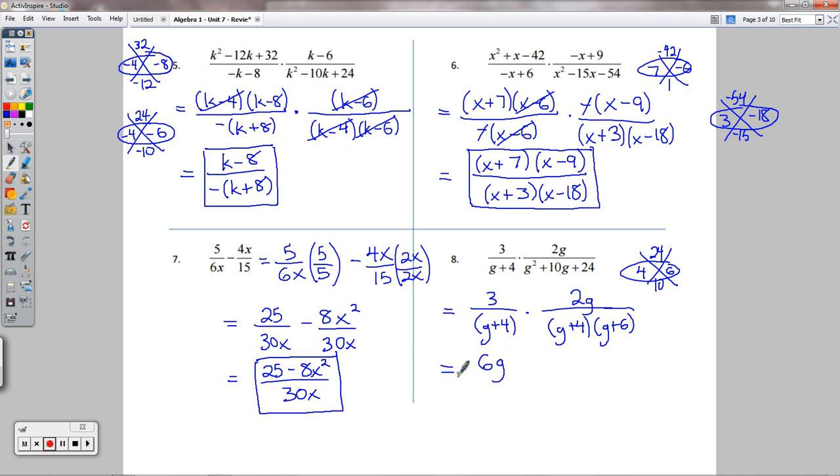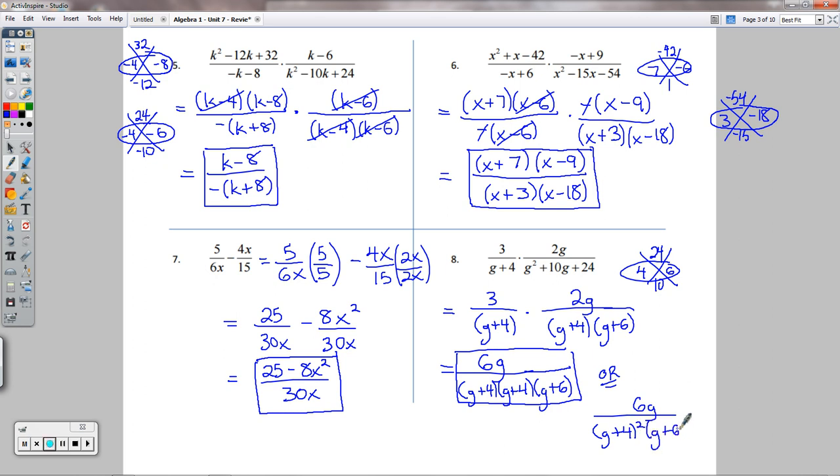So there's nothing else to do here except to multiply things together. So 6g over g plus 4 written twice times g plus 6. That would be a final answer. So the whole thing would look like that. You could write it like that, or you could also write this. Since there's two g plus 4's, you could write g plus 4 squared times g plus 6. Both of those would be valid final answers.